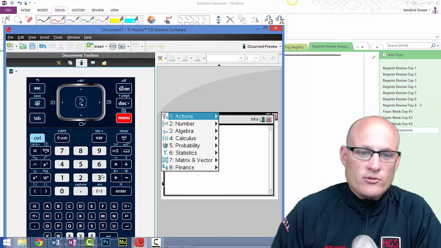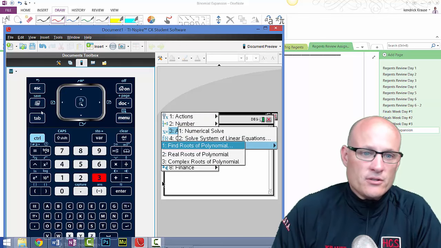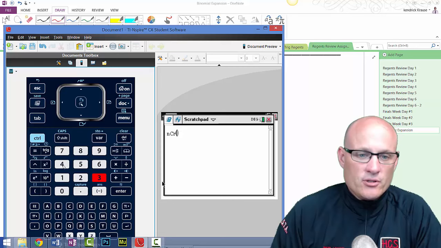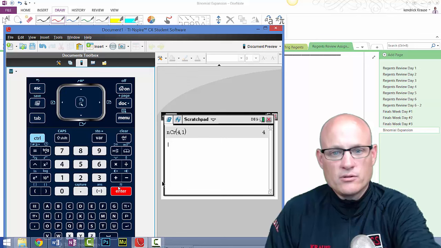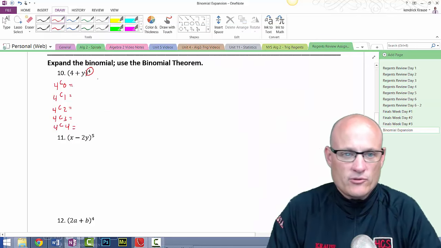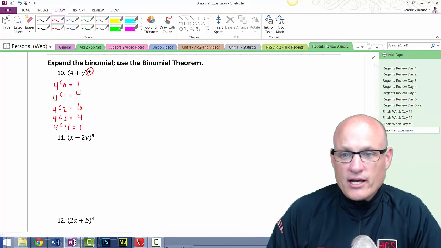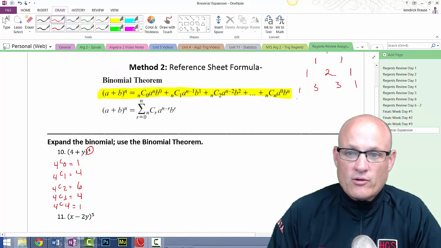You do menu 5, 3, and you do 4, 1. It's 4. Oh, I forgot 4, 0. 4C0 is just 1. So this is 1, this is 1, this is 4, this is 4. And when you do 4C2 on your calculator, you get a 6. Now you can get that using Pascal's triangle as well. 1, 4, 6, 4, 1.